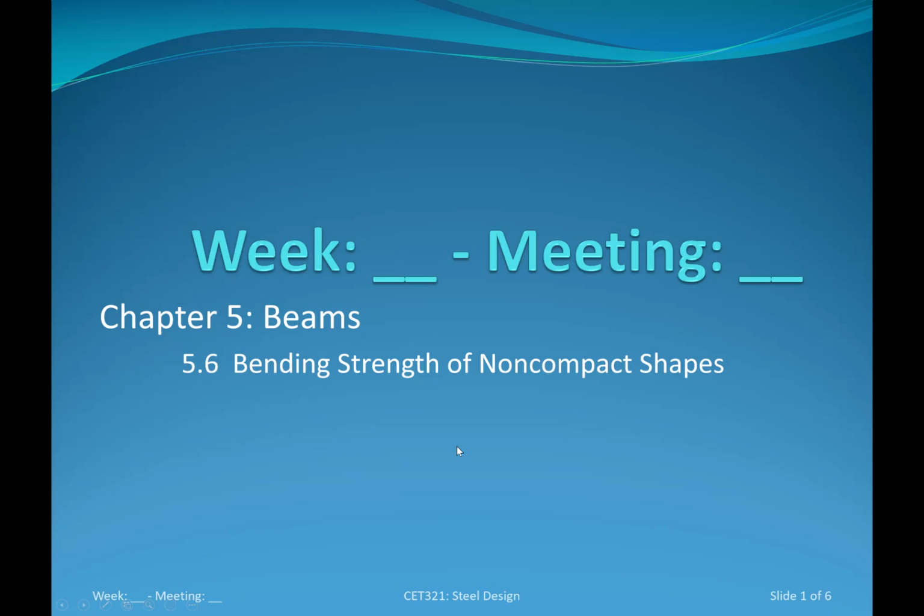This was a walkthrough of section 5.6, bending strength of non-compact shapes. Just a little new formula, but a little bit of conceptual discussion that might be a little challenging, but will hopefully make sense by the time we're finished. But the formula for non-compact shapes that we're going to use mainly for non-compact flanges is a very familiar format, similar to something we've done for compact shapes.